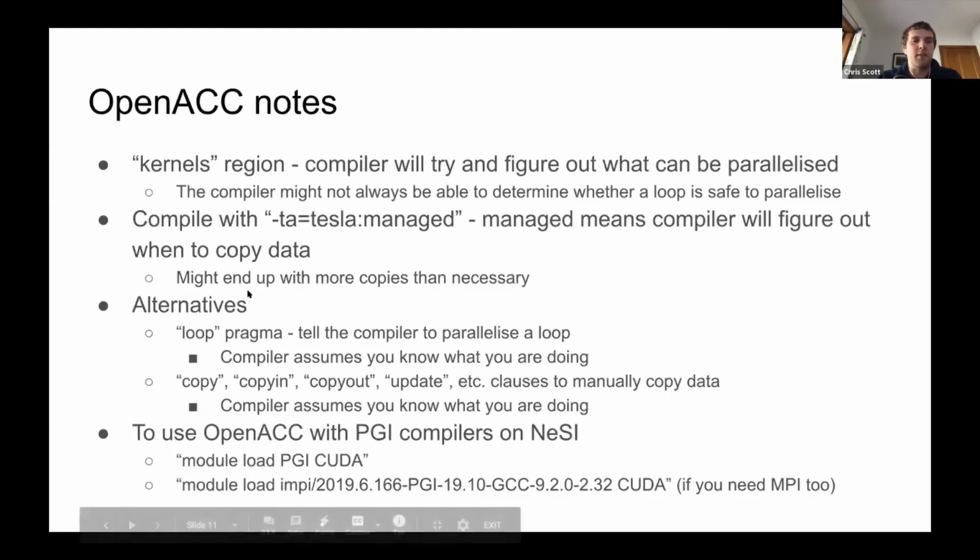There are alternatives. I mean, this isn't really an exhaustive list of things you can do with OpenACC, but instead of kernels, you could use a loop pragma, which actually tells the compiler you should parallelize this loop, and the compiler just assumes you know what you're doing. It doesn't do any checks there. And you can also use these memory copy statements, which are where you explicitly copy data to and from the device. So maybe a bit more on that later on. And just some notes here about how we actually run with OpenACC and the PGI compilers on NeSI.